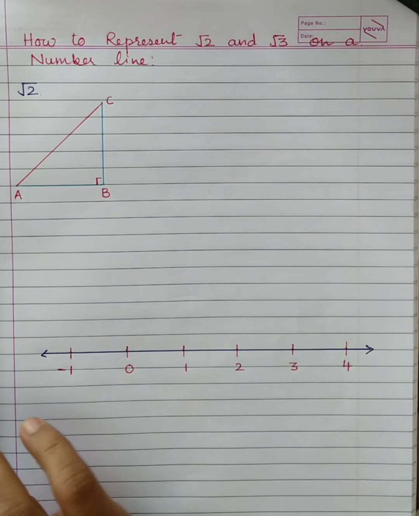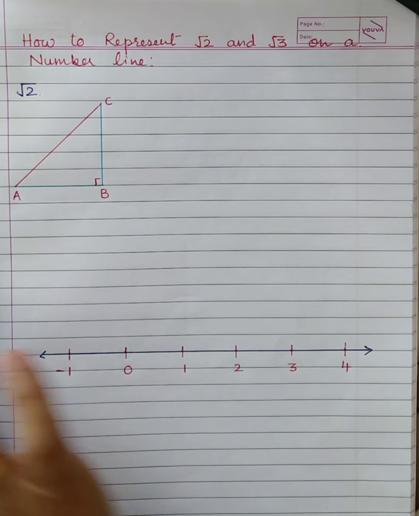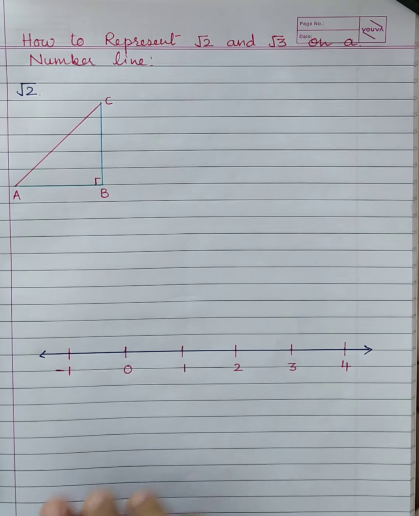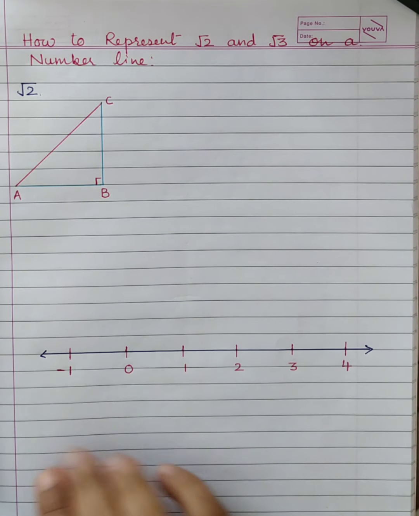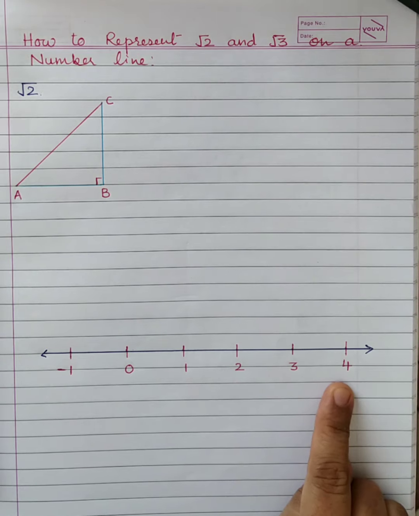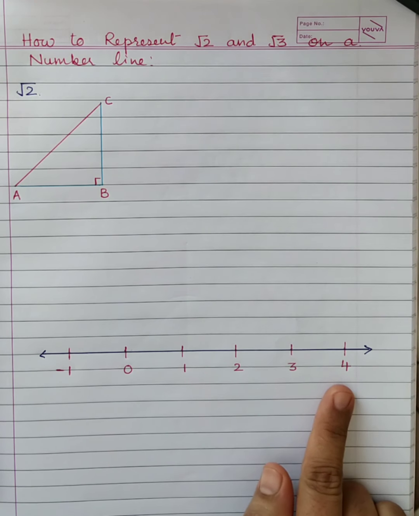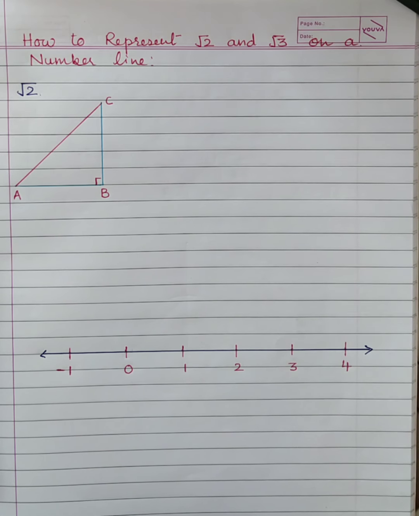Hello children, today's video is very interesting because we are going to study how to represent root 2 and root 3 on a number line. This number line is called the real number line. All the real numbers can be marked on this number line.